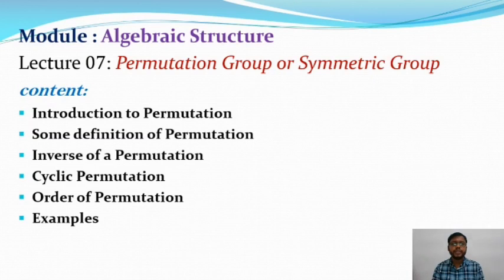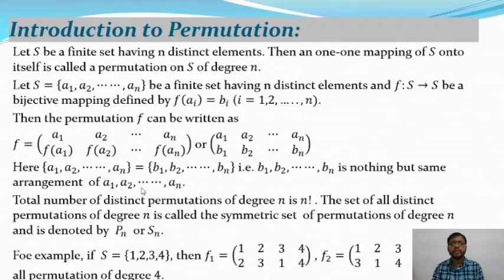Let us begin with the introduction of permutation. Let S be a finite set having n distinct elements. Then a 1-1 mapping of S onto itself is called a permutation on S of degree n. In that case, the mapping is bijective. You know a bijective mapping is 1-1 as well as onto, from the set S to S.